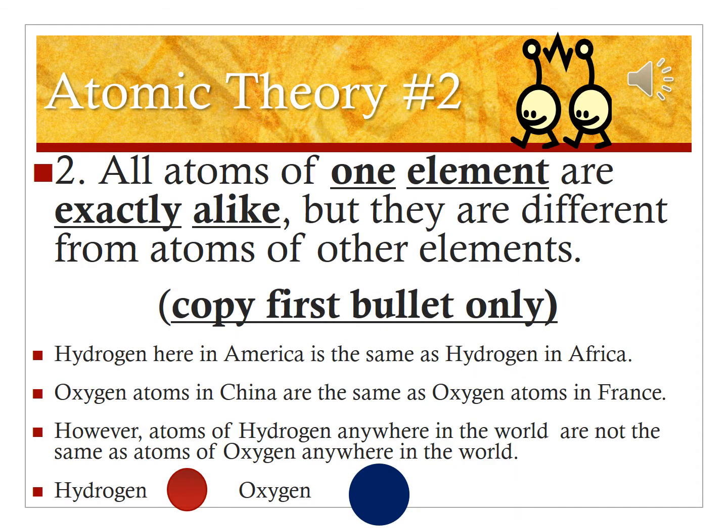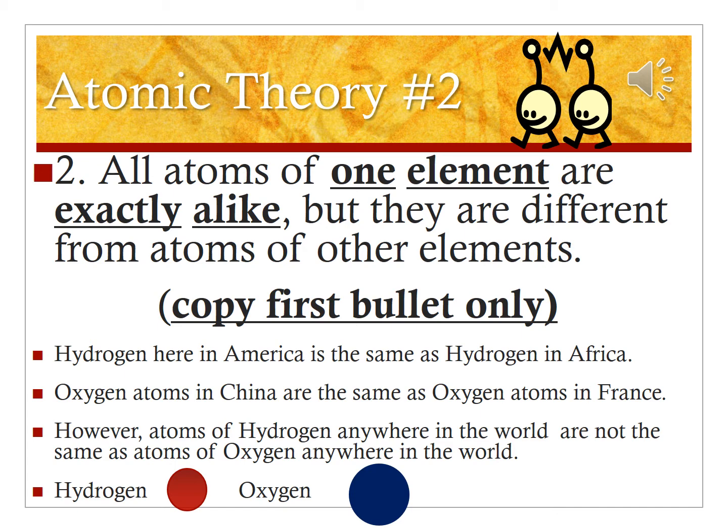Atomic theory number 2. This is basically your standard 6P21. All atoms of one element are exactly alike, but they are different from atoms of other elements. What does that mean? For example, hydrogen here in America looks exactly the same as hydrogen in Africa. Oxygen atoms in China are the same as oxygen atoms in France. They're like twins. However, atoms of hydrogen anywhere in the world are not the same as the atoms of oxygen anywhere in the world.